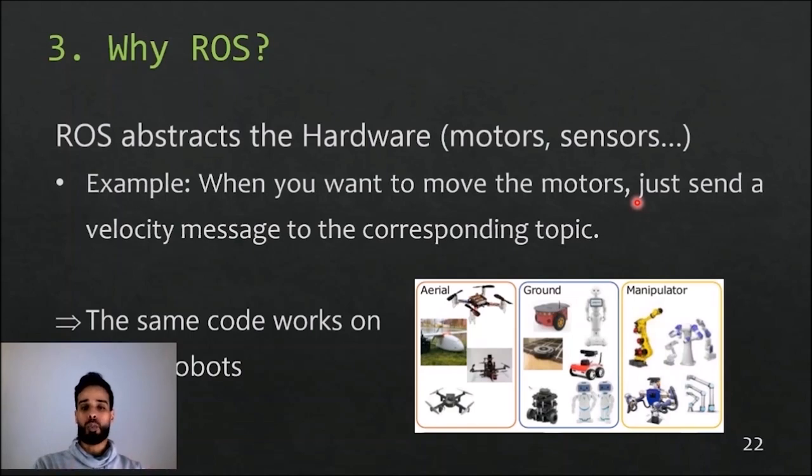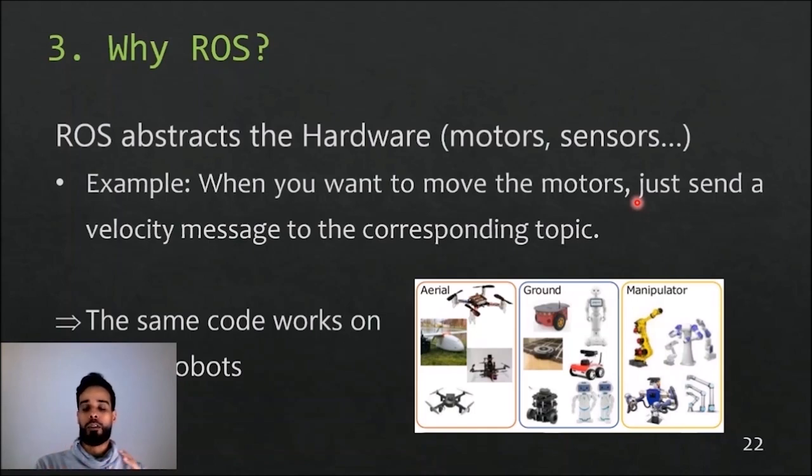But in ROS, we don't care about that. In ROS, we see the motor just as an abstract thing, and ROS will take care of the communication with the motor. We only send the orders to ROS, for example, move the motor at a certain speed or velocity. So ROS will translate this to the hardware. And this has a big impact on the reusability of the code.